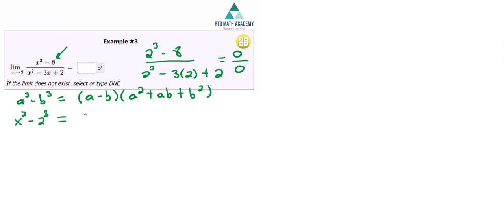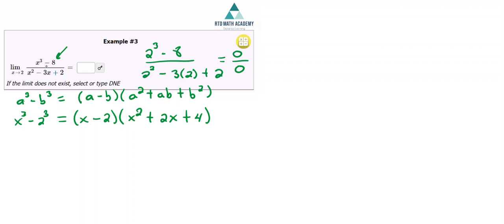So this would just be, okay, a was x, so that's x minus, and then b was 2. So x minus 2 times, and then a was x, right? So that's going to be x squared plus, and then a times b. So my a's and b's were x and 2, right? So let's just call that 2x plus, and then my b was 2 squared. So that's really 4, right? I could even do that now if I like, call that 4. So there you go. That's factored.